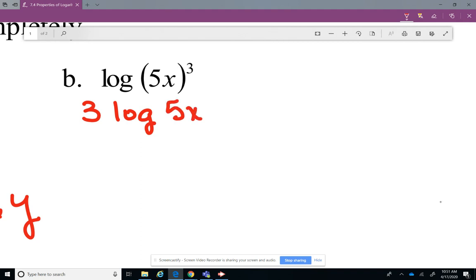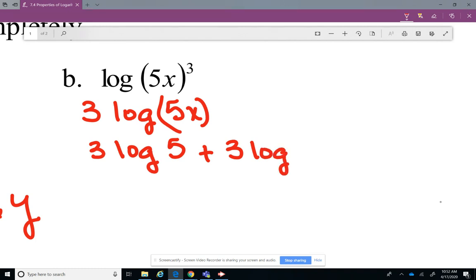All right, so now we're going to spread this out. We know that this is still a 3 log, base 10 of 5. And then since the 5 and the x are being multiplied, you're going to put a plus sign. You're going to put the coefficient 3 again, 3 log base 10 of x. All right, that's one way of doing it.